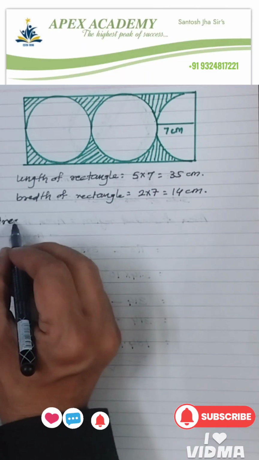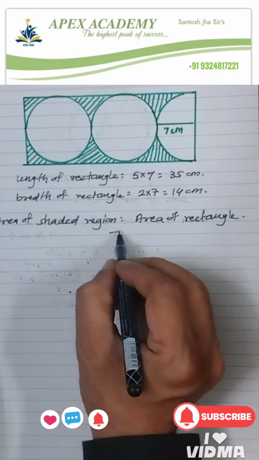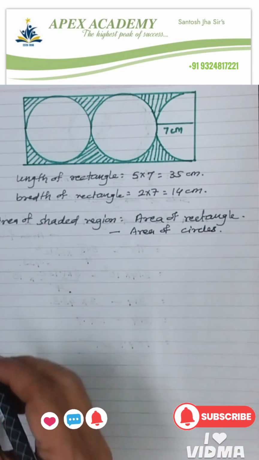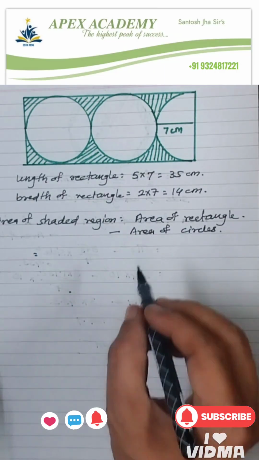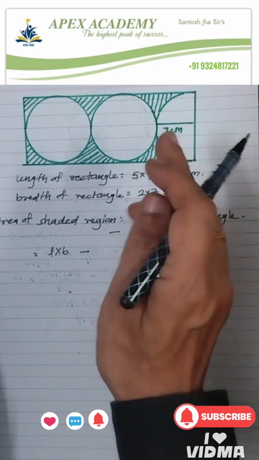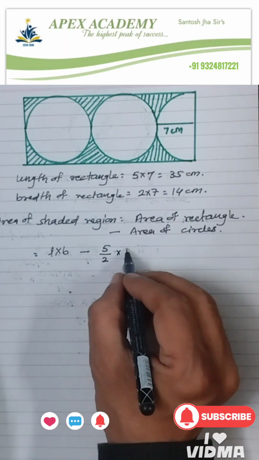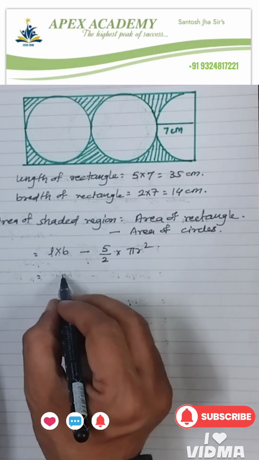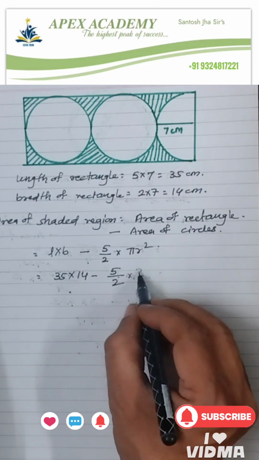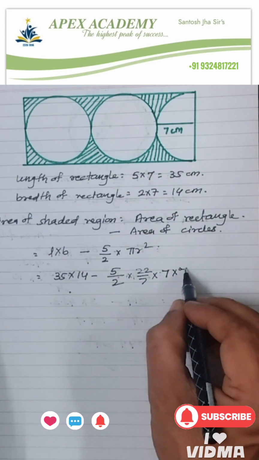Okay, so area of shaded region is equal to area of rectangle minus area of circles. So further we'll write the formula. Area of rectangle is length into breadth, minus, for area of circle we can see here there are 5 semicircles, so it becomes 5 upon 2 of pi r square. Length we already know, that is 35, breadth is 14, minus 5 upon 2, pi we'll use as 22 upon 7 and radius is 7, so it is 7, 2 times we can use.